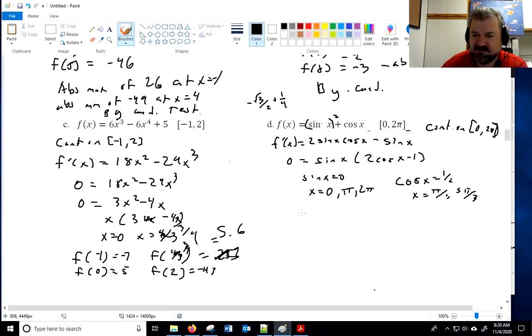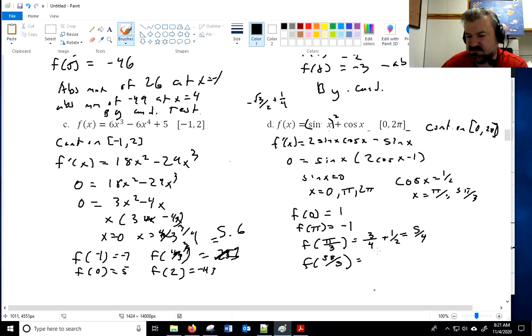All right, let's go ahead and evaluate then. So let's do f of 0, our first endpoint. That will be 0 plus 1 is 1. F of pi, that'll be 0 minus 1 is a negative 1. And then we'll do f of pi over 3. Well, the sine of pi over 3 is square root of 3 over 2, but then we square it. So it becomes 3 over 4. And the cosine of pi over 3 is a positive 1/2. So this becomes 5/4.